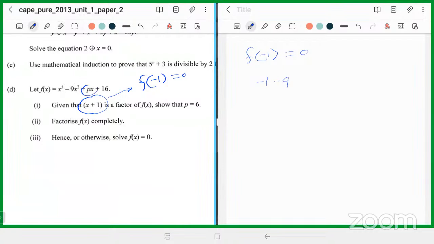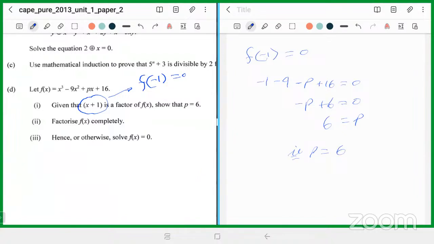Plug the minus 1 here, I get minus p plus 16 equals 0. That's 16 minus 10. That's minus p plus 6 equals 0. Take the minus p over here, make it the subject. We get p equals 6. That's what they said. P equals 6.